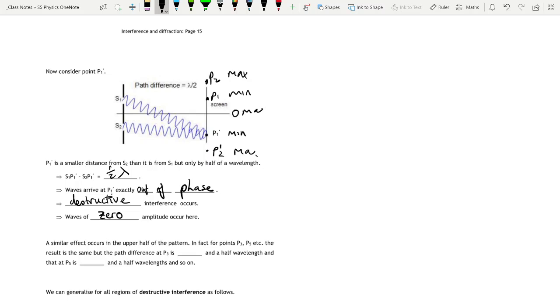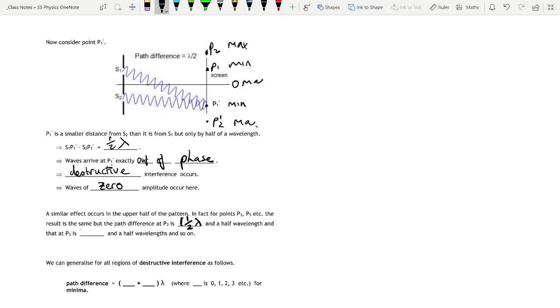So a similar effect occurs in the upper half of the pattern. In fact, for points P3, P5, etc., the result is the same, but the path difference at P3 would be 1.5 wavelengths. Let me try that one again, make it a little bit clearer. 1.5. And P5 would be 2.5 wavelengths. So a multiple of 1 plus a half wavelengths.